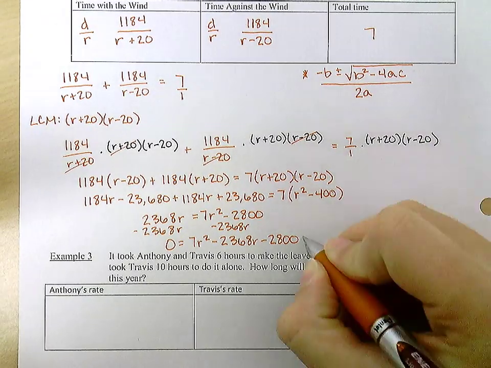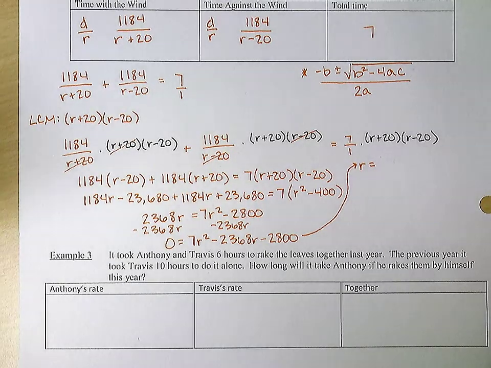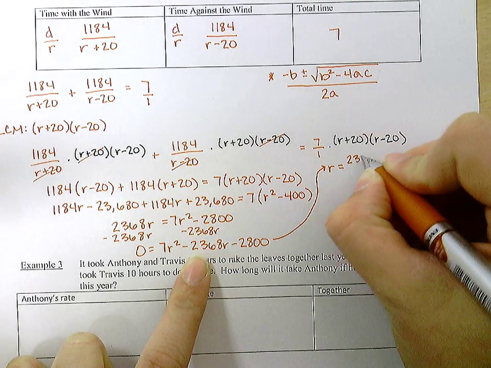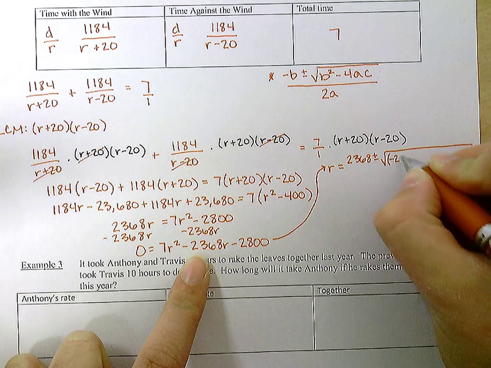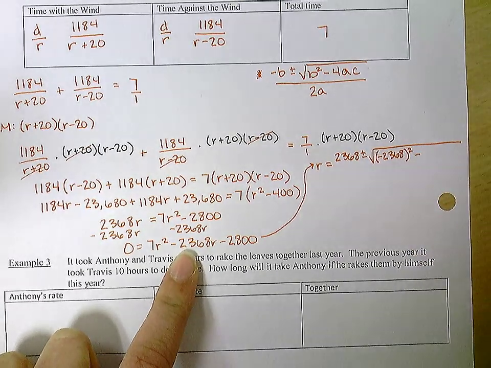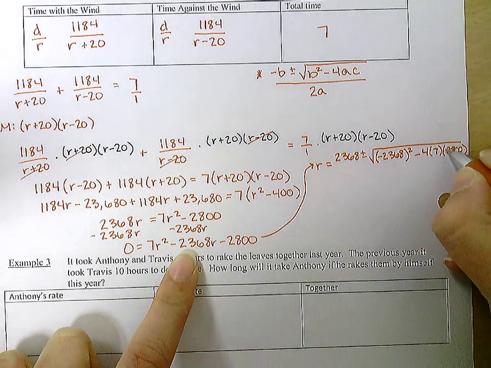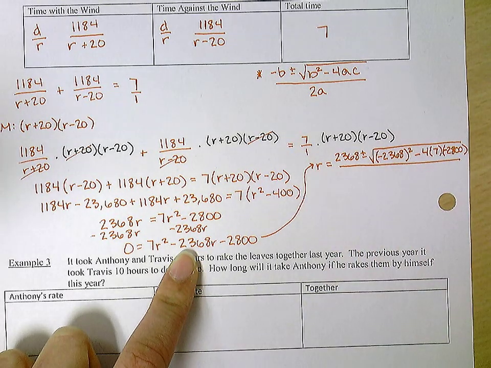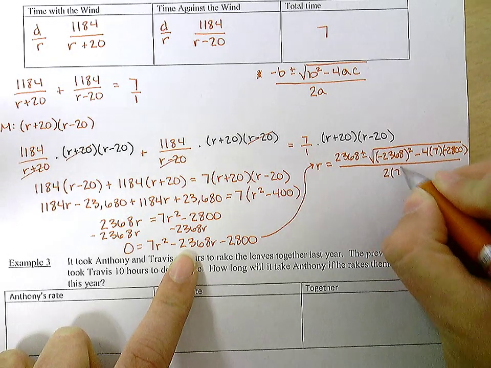So to find r, I'm going to plug those values in. So we need the opposite of b, so 2,368 plus or minus square root of b squared minus 4 times a times c. Oh, that's a negative. All over 2 times a, which is 7.